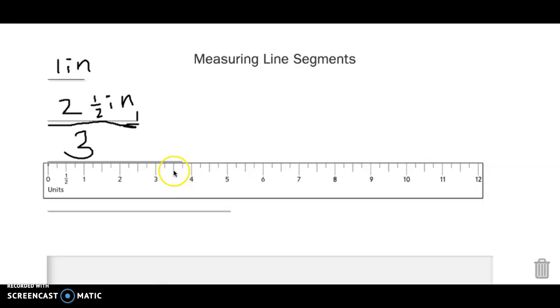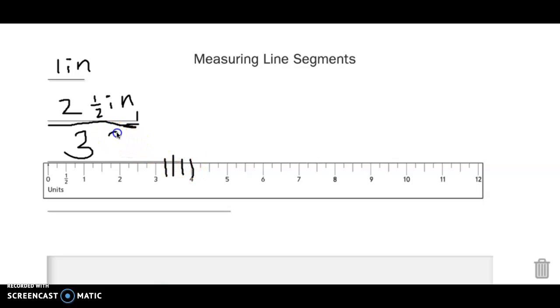Well, it's not half. It's more than half, right? Because here's half. Well, do you see how they split this into how many parts? How many parts is this inch split into? 1, 2, 3, 4. And here's my line. So it's 1, 2, 3. It goes to 3 parts out of our inch, out of our 4 that we have.